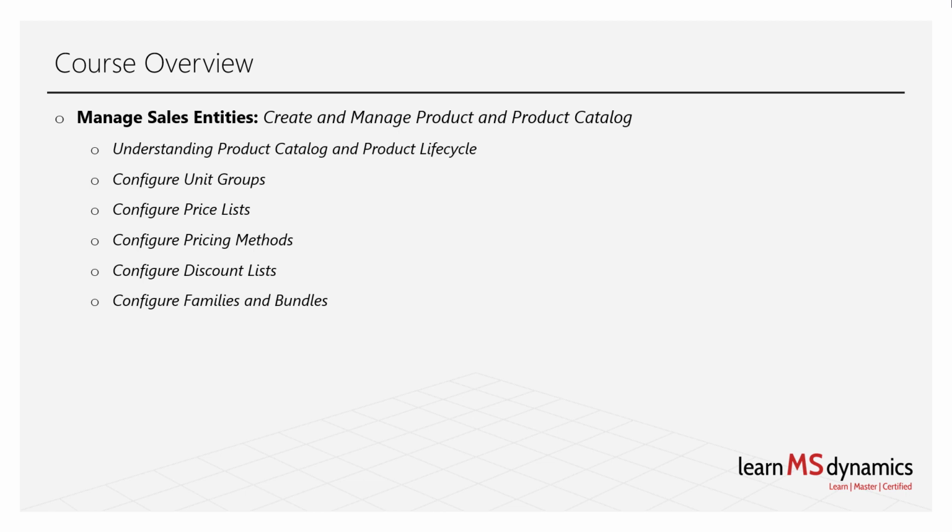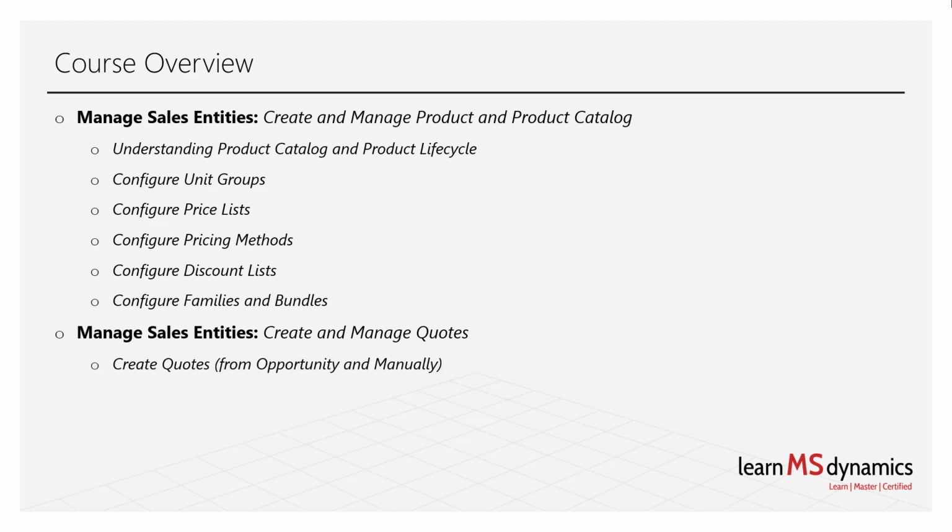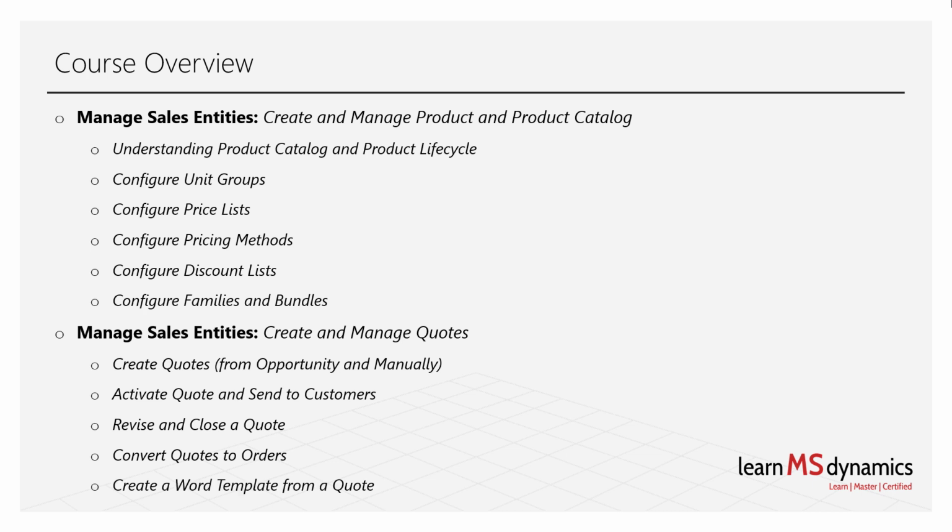Now, once you understand the product, it's time for you to move forward for quotations, right? So you can create and manage quotation. So you can create quotations either from an opportunity or manually. You can activate the quotations and send it to the customer. Then in case if customer requests any changes, then you might want to revise it. And also you will learn how to close a quote. After the quote is finalized, you can convert a quotation to order. And also you will learn how to create a Word template from a quotation, so you can design the layout the way you want and send it to your customers.